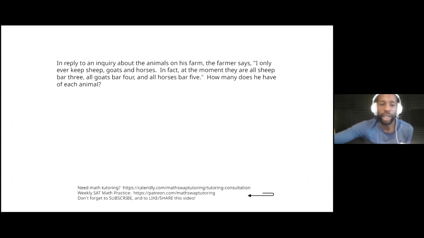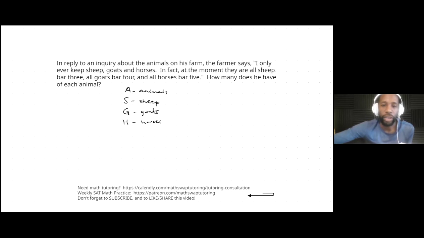So I'm going to say animals. So A is going to be for animals. S, obviously, for sheep. G for goats. And then H for horses.